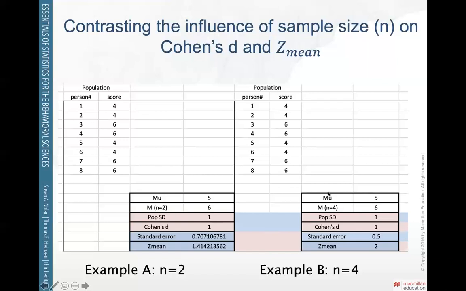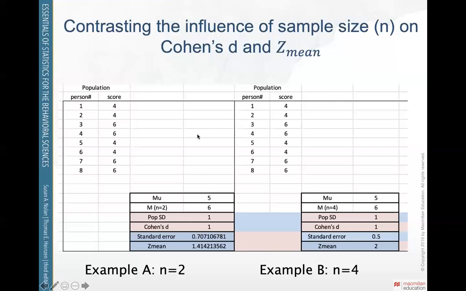Let's do Cohen's d over here for the sample size of 4. You notice that it doesn't change. It's the same thing. 6 minus 5, that's our numerator when we're calculating Cohen's d. 6 minus 5 equals 1. The population standard deviation doesn't change because it's the exact same population, right? Exact same population. So the population standard deviation is still going to be exactly 1. 6 minus 5 equals 1. 1 divided by 1 gives us a Cohen's d of 1.